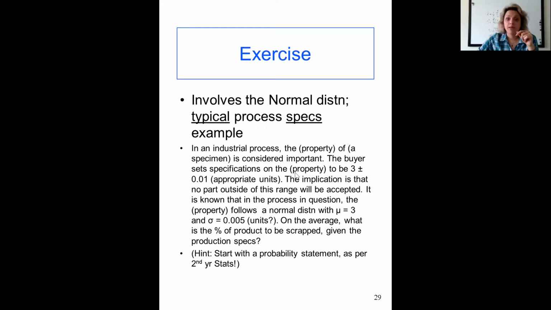How did we find this? Because we said that here is 3, right? So this 3 tells us that mu is going to be 3, on the average, so this unit is going to be the same as this unit, right? Appropriate unit means that it's going to be like this. On the average, what is the percentage of product to be scrapped given the production aspects? As I said before, looking at the rest of this video right now, please try to solve it by yourself. Read it and solve it, and then come back and look at the rest of it.